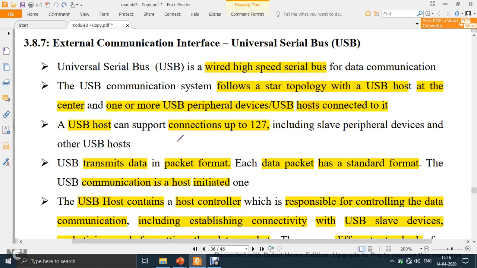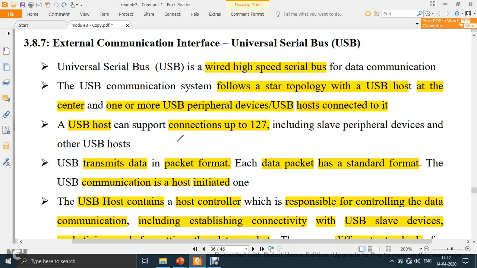I'll give an example. Suppose there are two pen drives with some data, and you want to exchange the data between them. You cannot do that directly by connecting the first pen drive to the second pen drive. That is not possible, correct? You have to connect those two pen drives, USB devices, to a laptop or a PC. The PC will act as a host so that you can do the transfer. So there should always be a host like a PC.